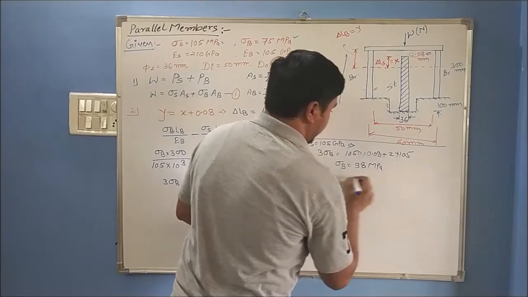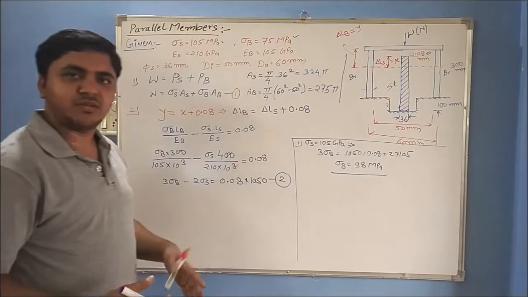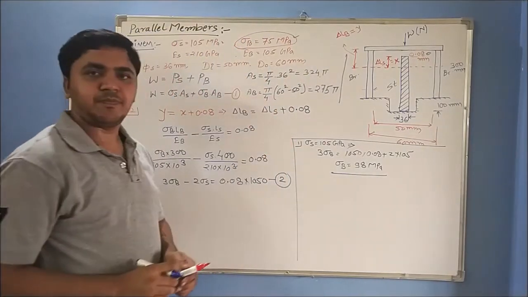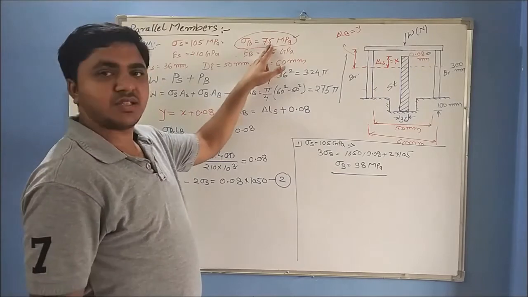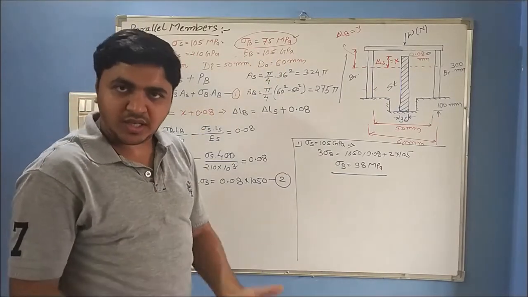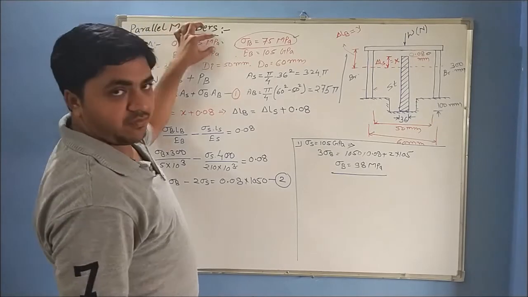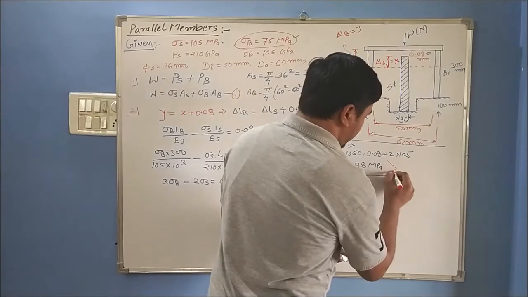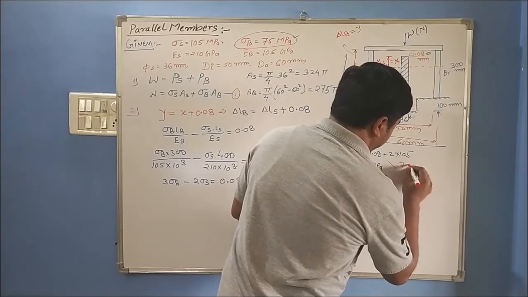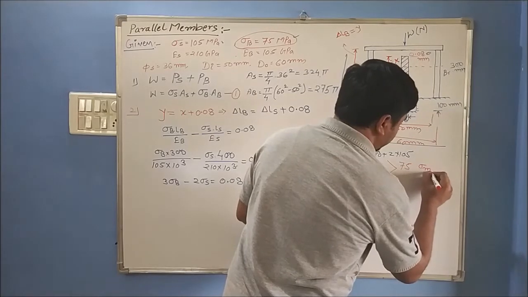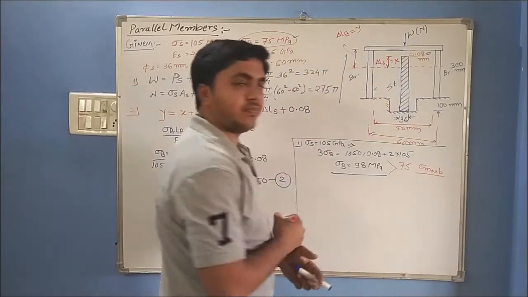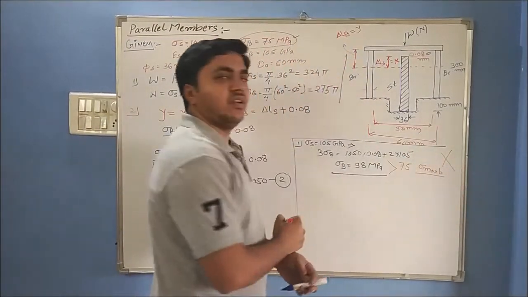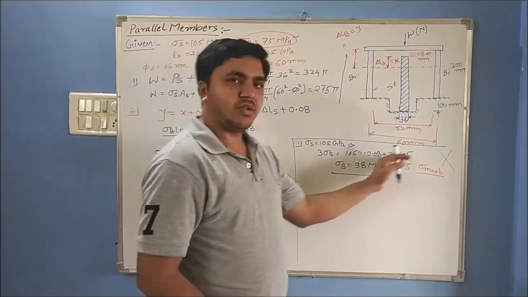98 MPa. This 98 MPa is of course more than the allowable value of sigma b, because the allowable value of sigma b was 75. If you take the stress of steel as 105, the maximum value of brass is coming as 98, which is far more than the 75. That is sigma max of brass that is given to you. If this is more, what does it mean? You cannot design your part using this value. It means this is the wrong value.